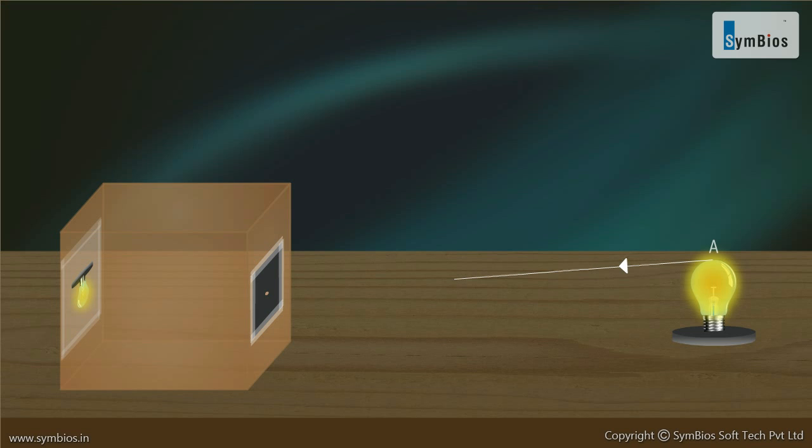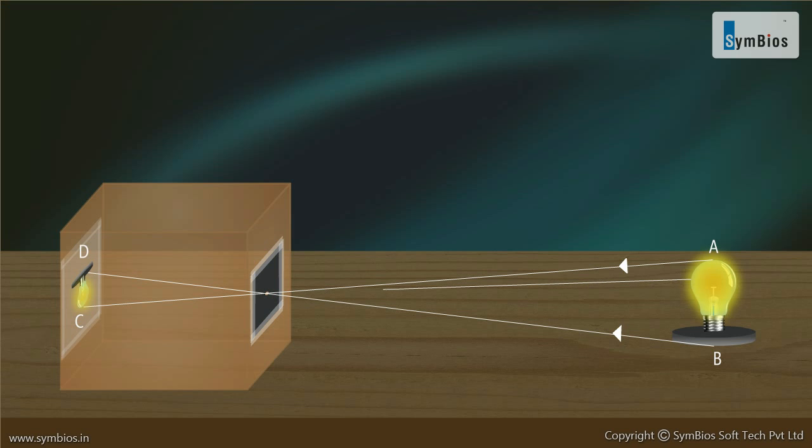A light ray from point A passes through the pinhole and falls on the screen at C. A ray from B falls at D. Similarly, rays of light from each point on an object pass through the pinhole and fall on the screen. Collectively, these points of light create the image. Although this image is inverted, it is a real image.